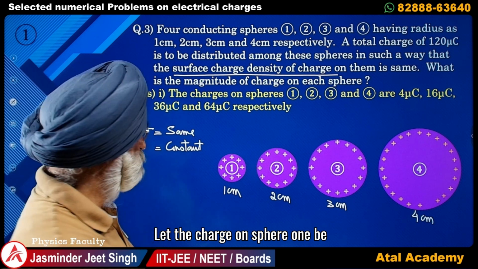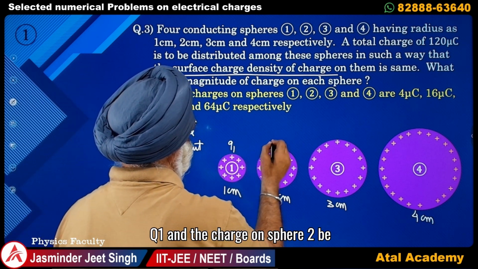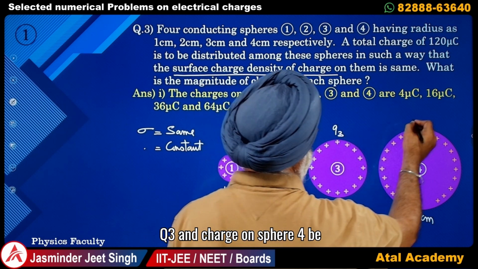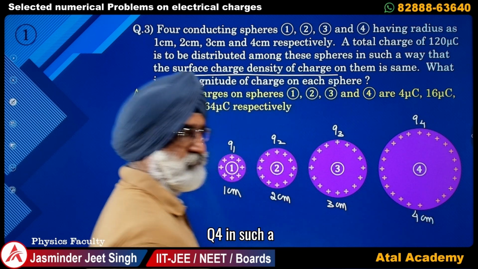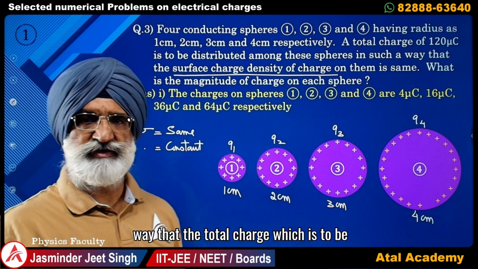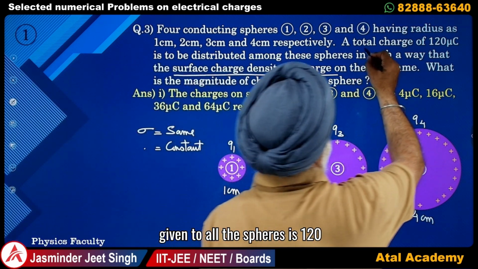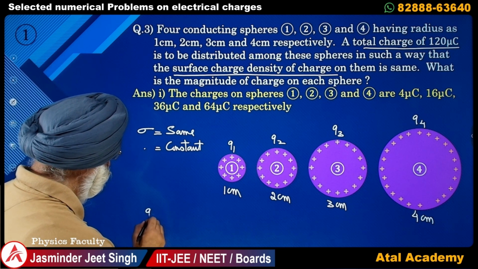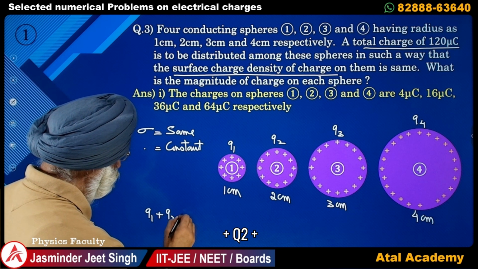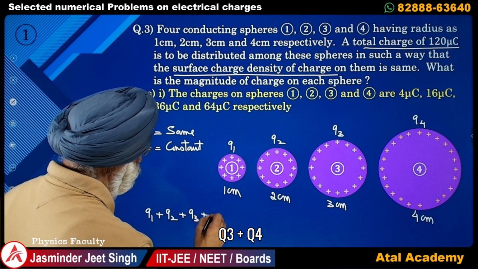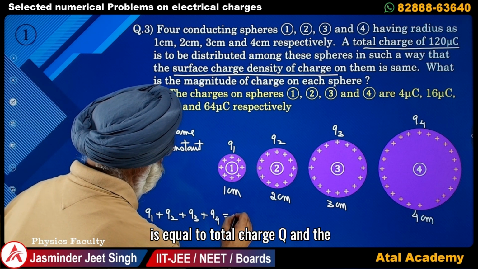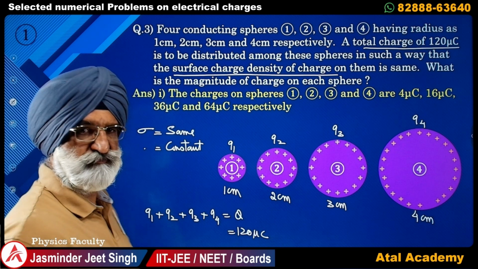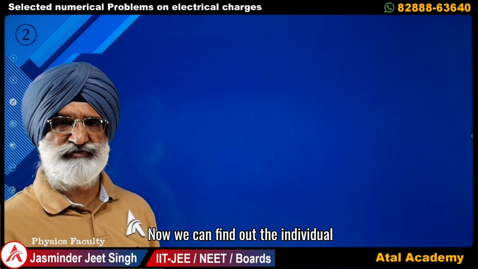Let the charge on sphere 1 be Q1 and the charge on sphere 2 be Q2, charge on sphere 3 be Q3 and charge on sphere 4 be Q4, in such a way that the total charge which is to be given to all the spheres is 120 microcoulomb. That means Q1 plus Q2 plus Q3 plus Q4 is equal to total charge Q, and the total charge Q is 120 microcoulomb. Now we can find out the individual charges.